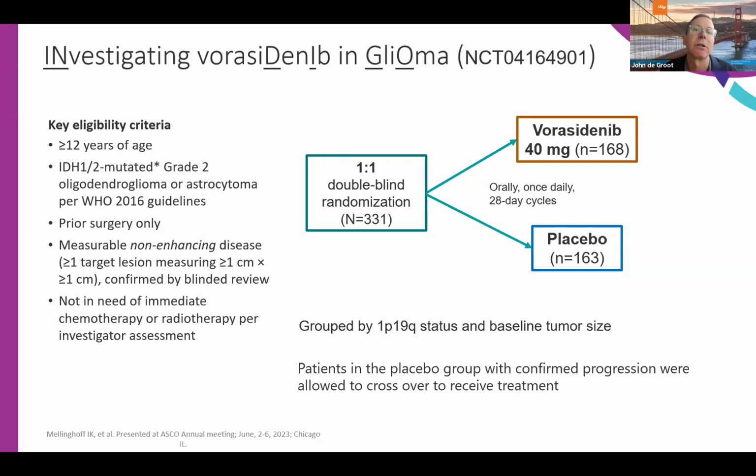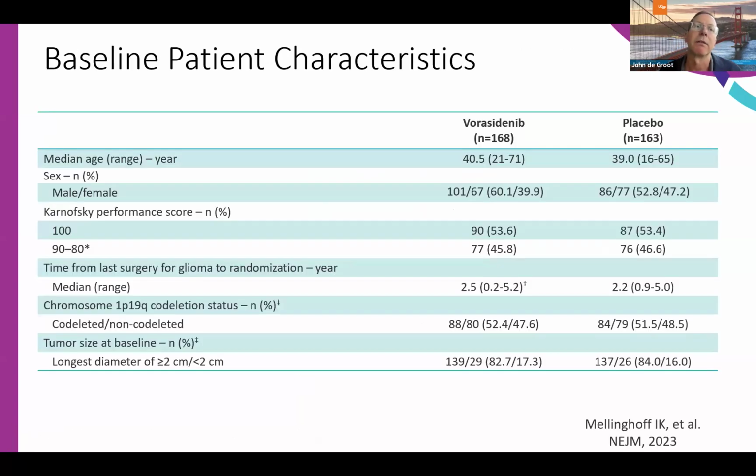They had to have something to measure. So non-enhancing disease, we call it measurable disease, which really is having something that's at least 1 centimeter by 1 centimeter in diameter. And then not in need of some kind of immediate treatment for some other reason, something concerning on the investigator side. So patients were randomized and they were blinded. Physicians didn't know the treatment and the patients didn't know the treatment. They were randomized either to Vorasidenib once daily on 28-day cycles or to a placebo. Patients were grouped based on whether they were oligo or astro, so 1p19q status, and then the baseline tumor size. And importantly, those patients in the placebo group, if they progressed, were allowed to cross over and receive the active treatment.